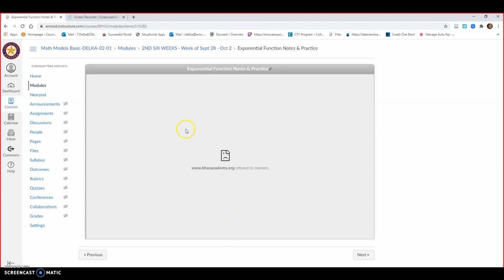If you ever see like this right here, it says refuse to connect, you just click on the link. That's all you have to do. It will take us there.